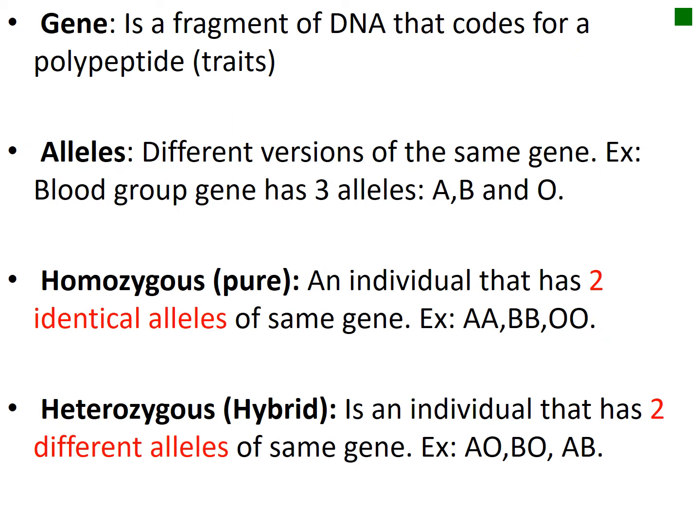A gene is a fragment of DNA that codes for a polypeptide. Alleles are different versions of the same gene. For example, the blood group gene has three alleles: A, B, and O.